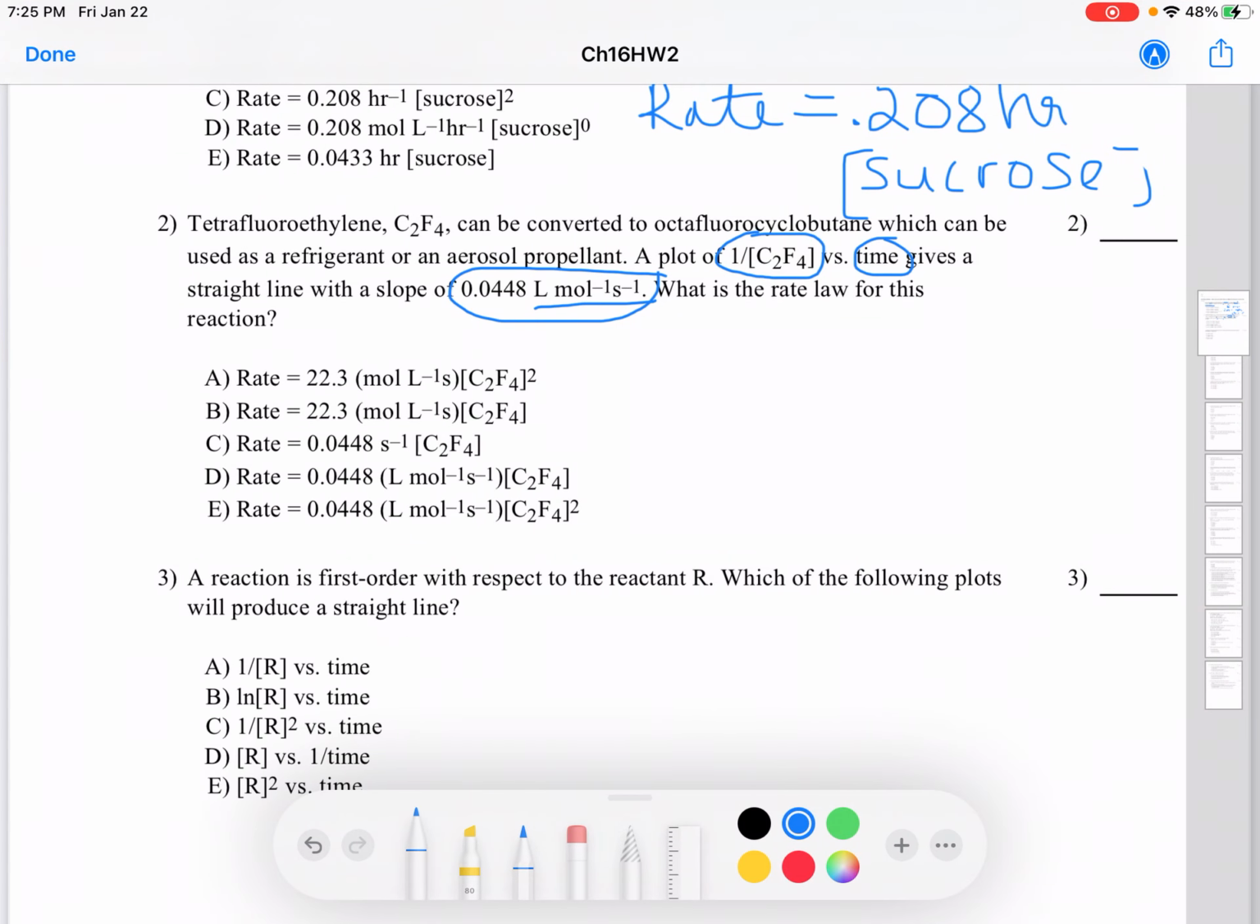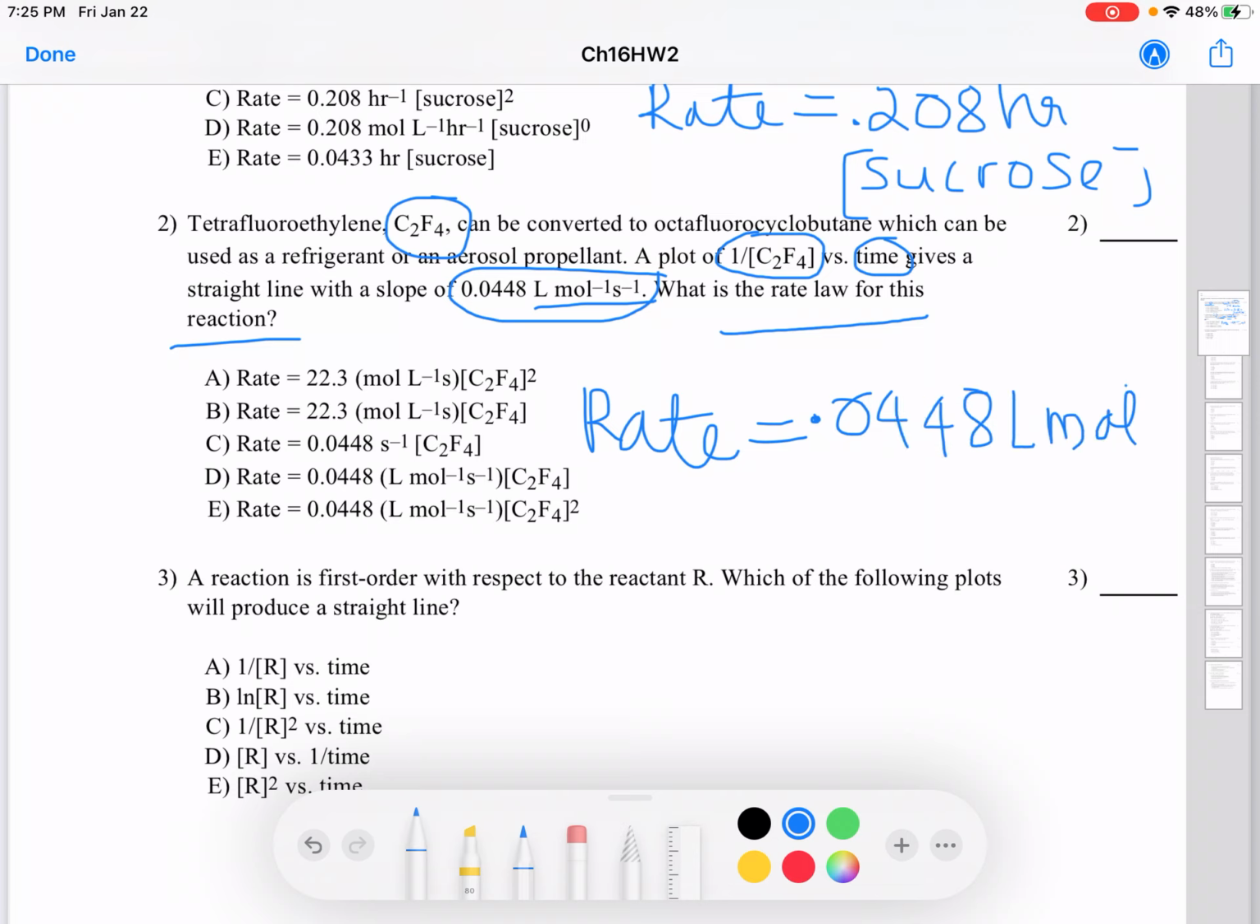Now we want to write down the rate law for this reaction, and the reactant is C2F4. So the rate is going to be the rate constant, 0.0448 liters per mole per second, times [C2F4] squared, since it's a second order reaction, you have to write it like that. So that's going to be the answer. Okay, so you choose the correct one.